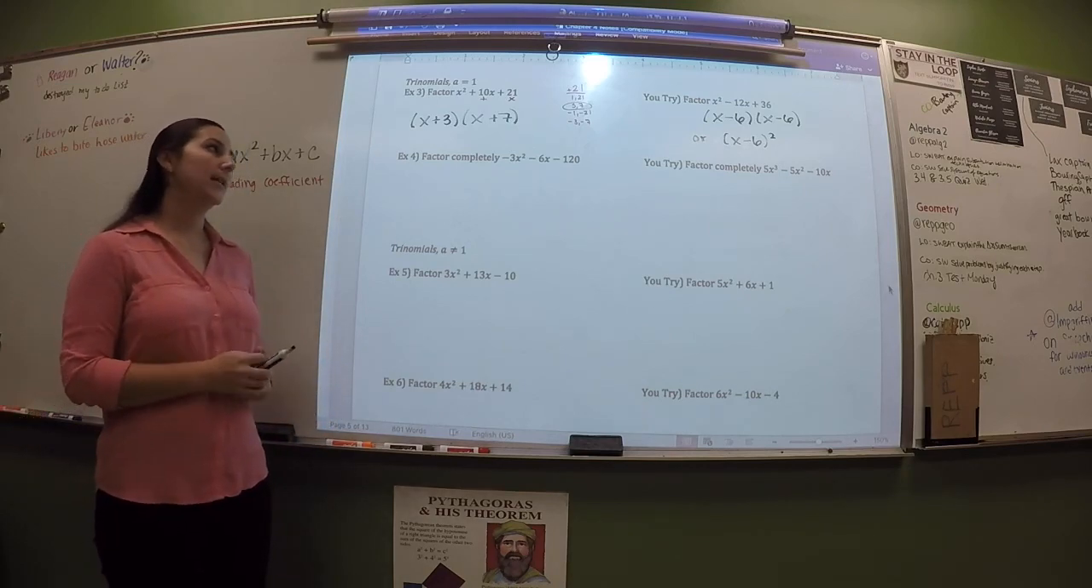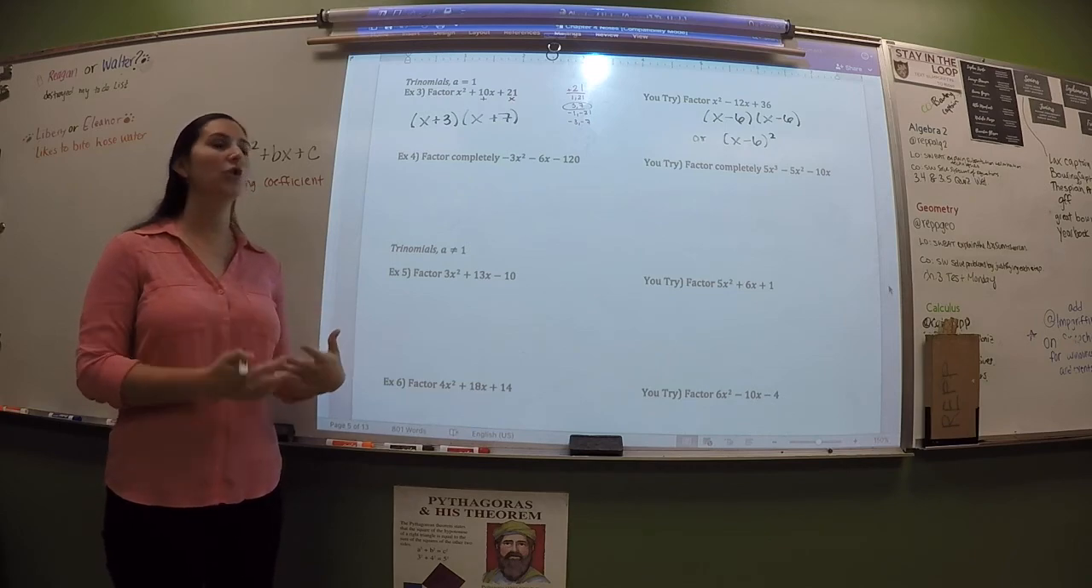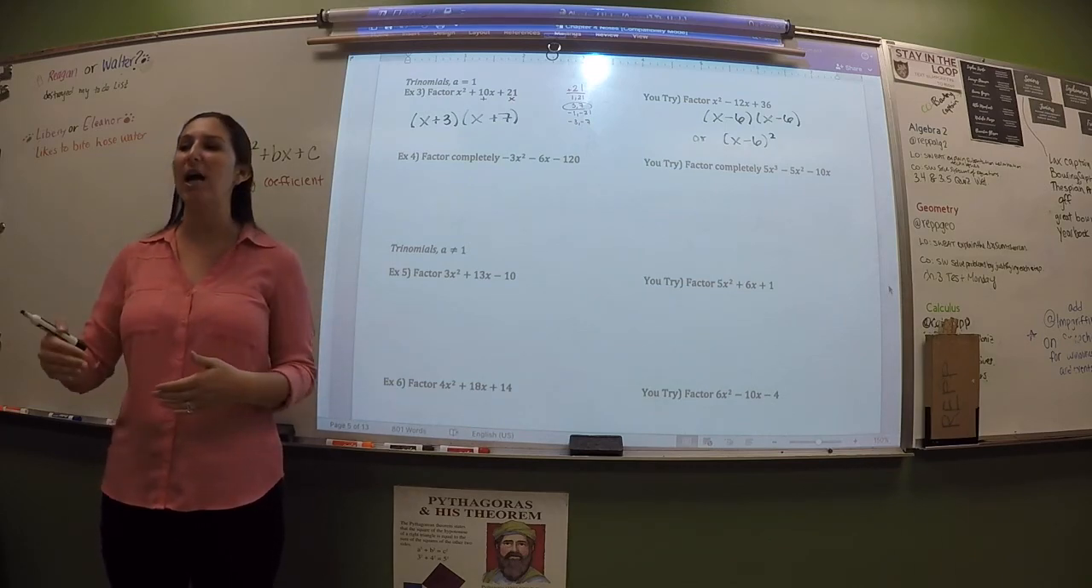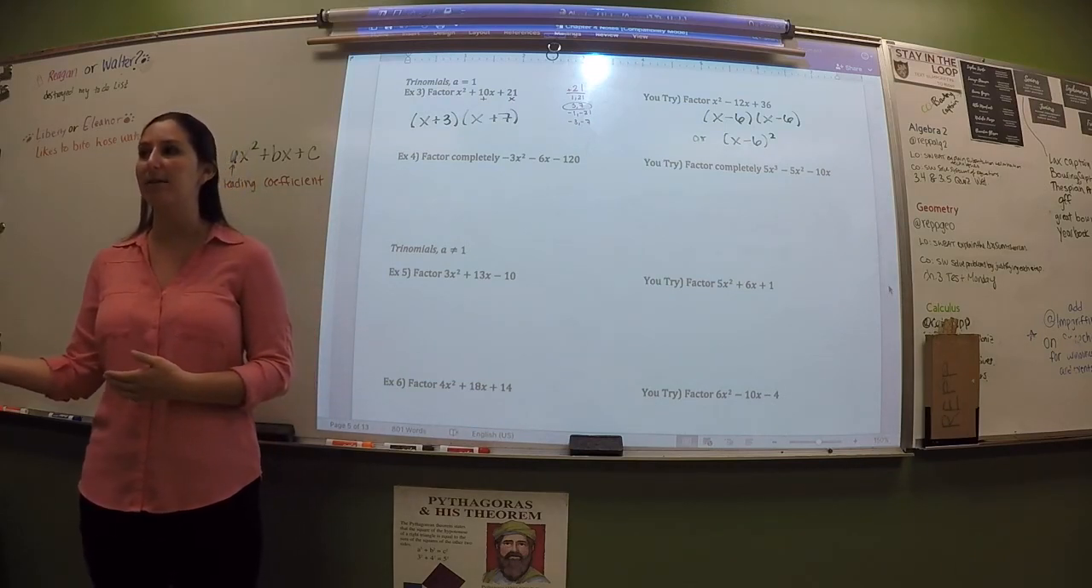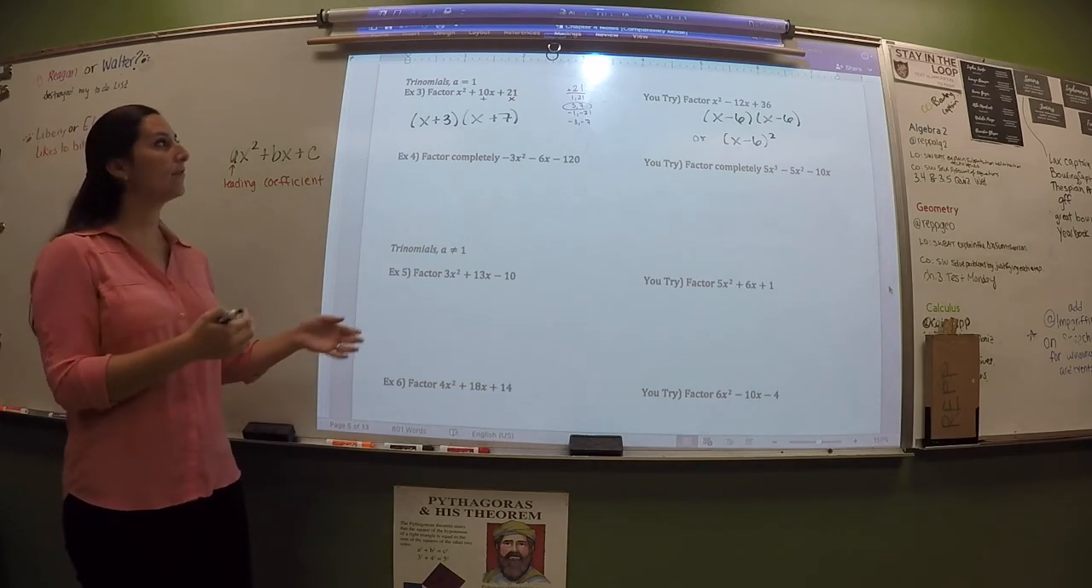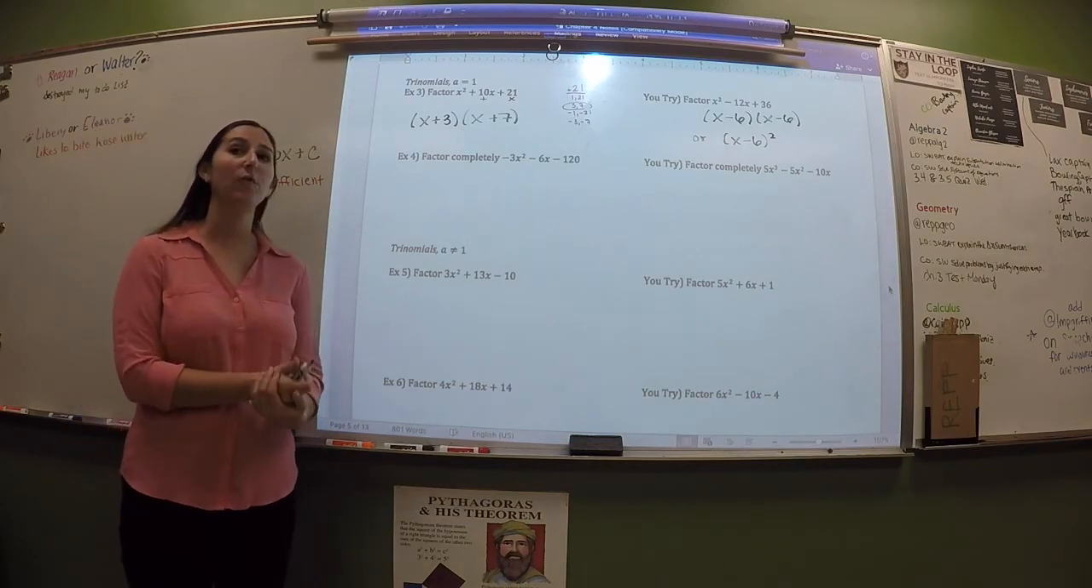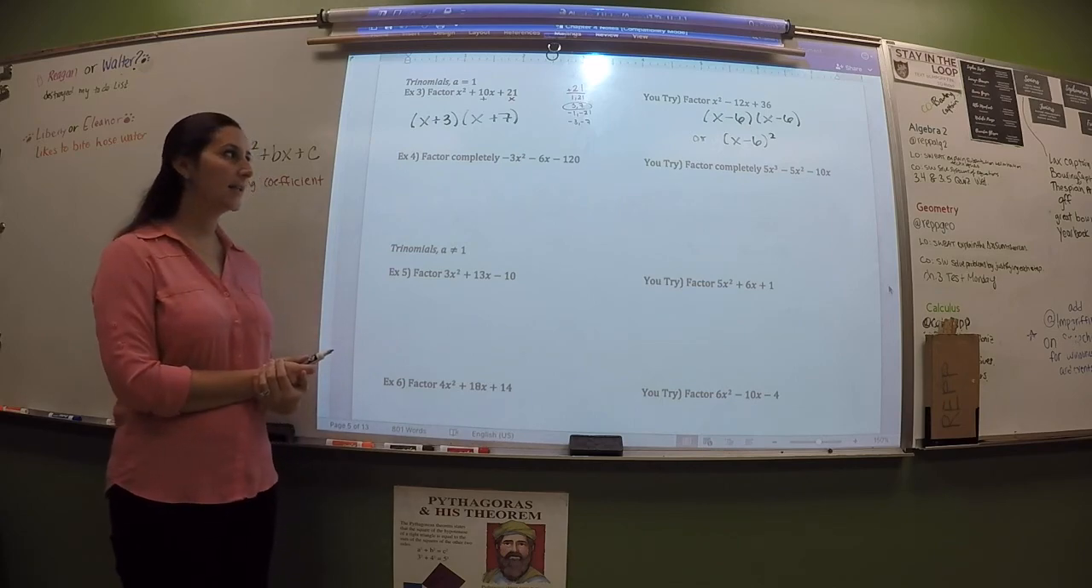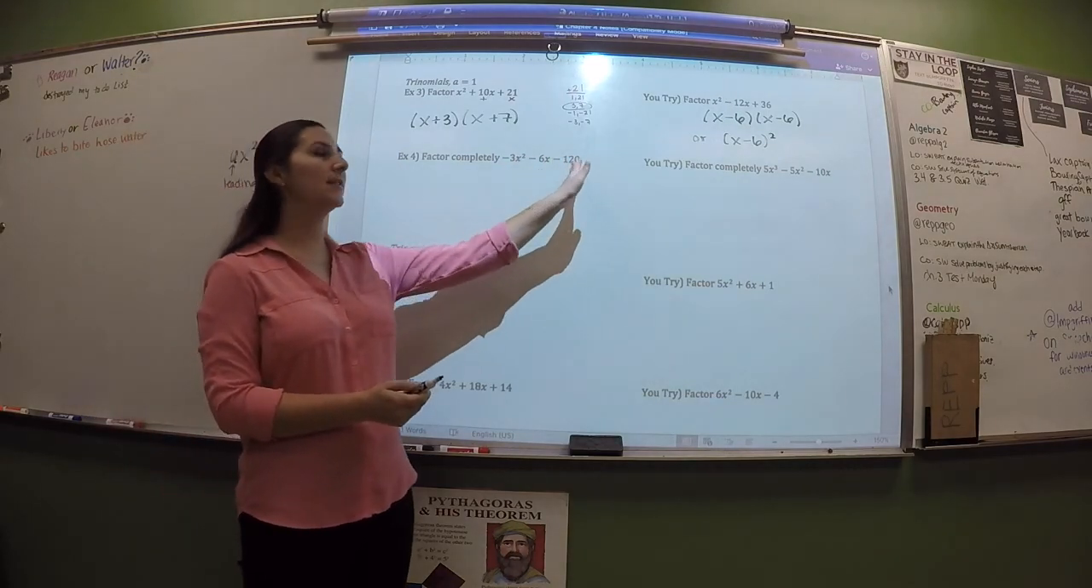Now, like I said before, whenever you start factoring something, you should always check to see, is there a greatest common factor that we can take out? We haven't really been doing that, but that's the first thing you should check. Can I take something out? Is there something that all these numbers divide?